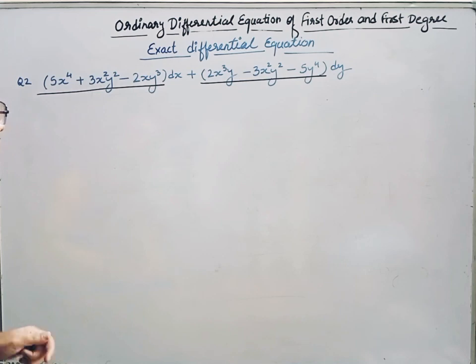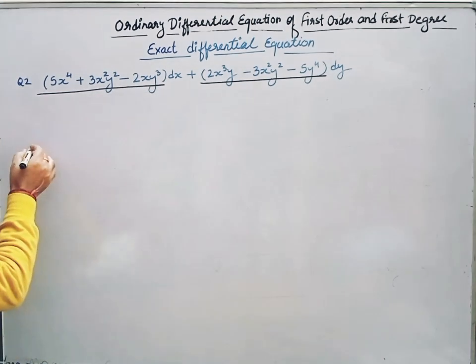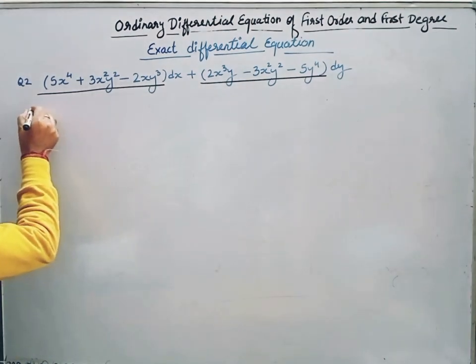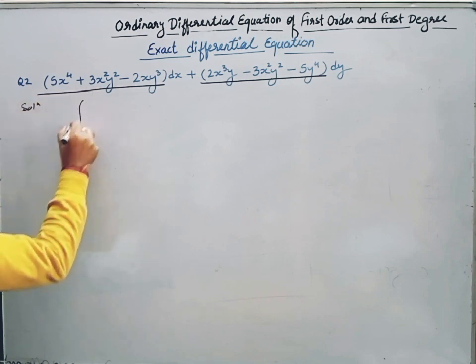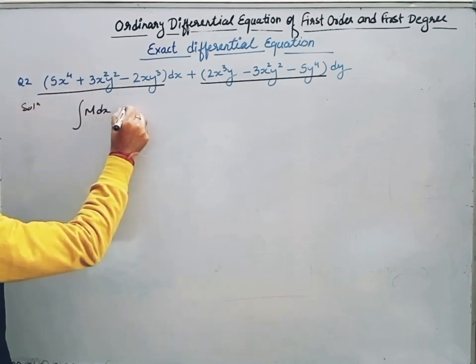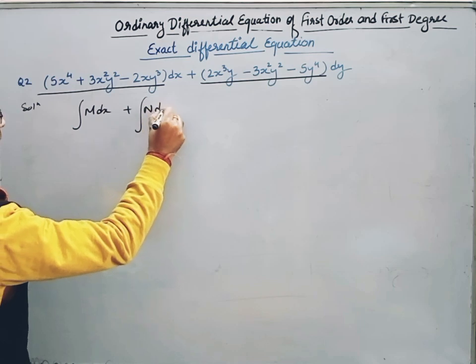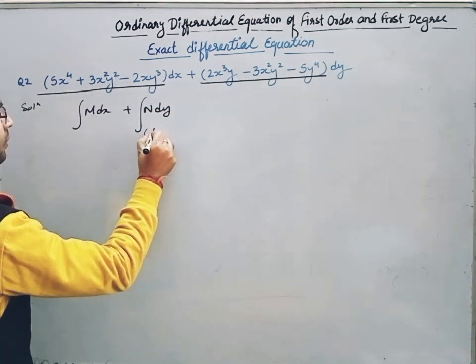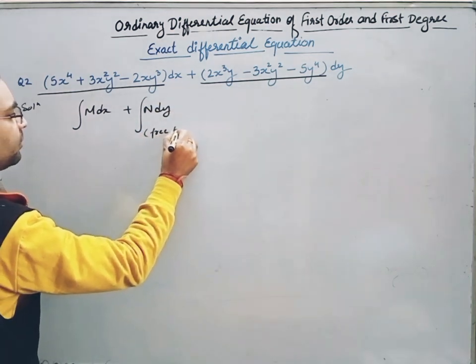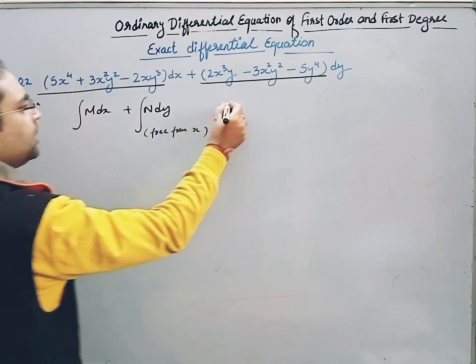Now we'll just write the solution. For that, we'll perform step number 1, where we have to integrate. The solution is given by integral of m dx plus integral of n dy, where n is free from x, is equal to c.